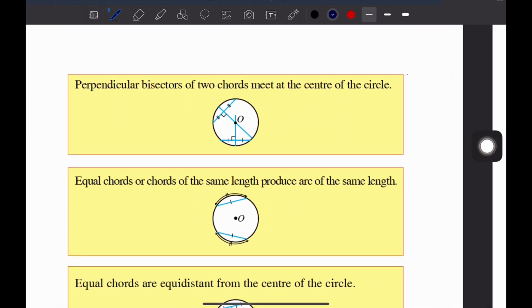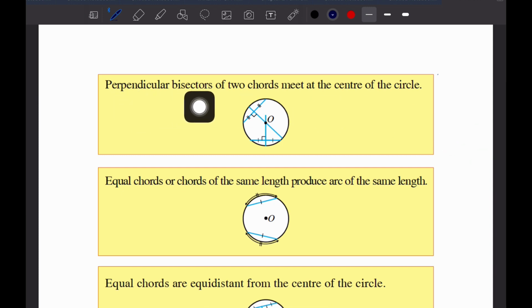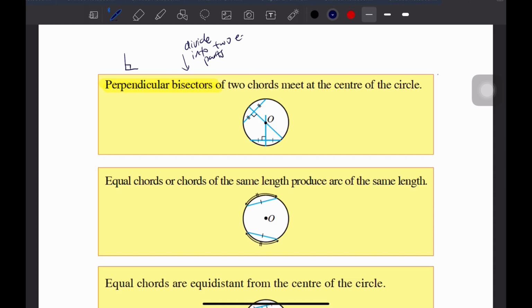Okay, next. Perpendicular bisector of the chords meet at the center of the circle. It means, when you have two different perpendicular bisectors over here, in simple words, perpendicular is anything that intersects and creates an angle of 90 degrees. Bisector is something that divides into two equal parts.